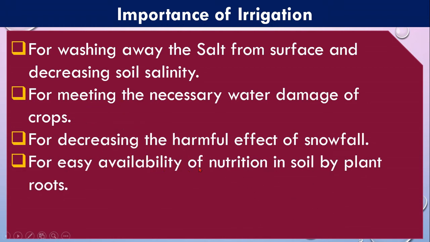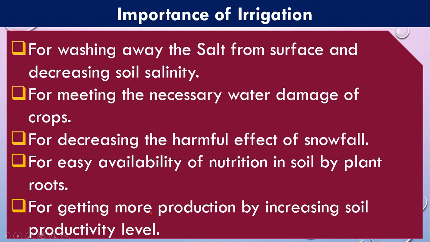For easy availability of nutrition in soil for plant roots. That means, I told you before as well, if the nutrient is not available, that time the plant cannot uptake it with the help of root. If we apply water, that time it will be available. For getting more production by increasing soil productivity level, that means increasing the production, we need to apply irrigation definitely.